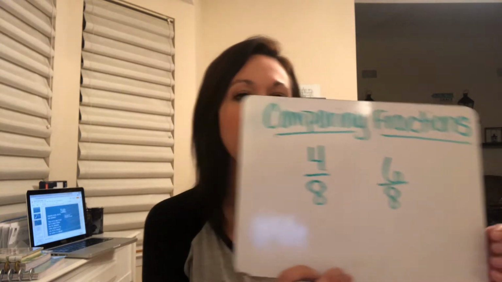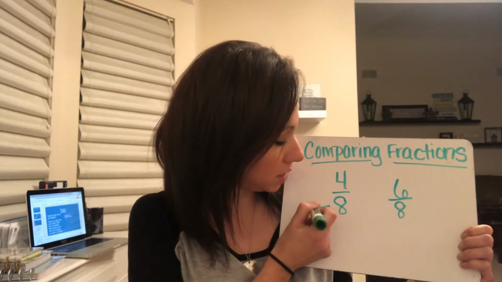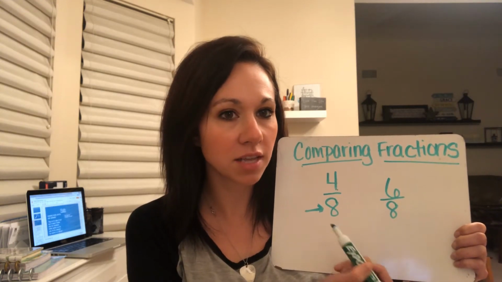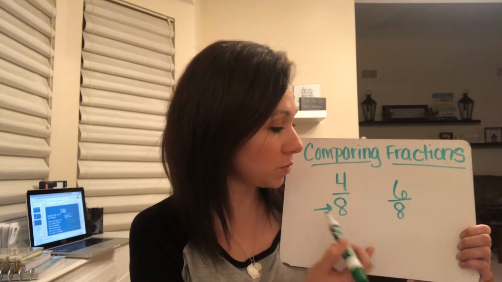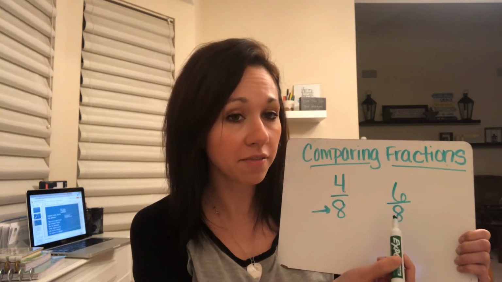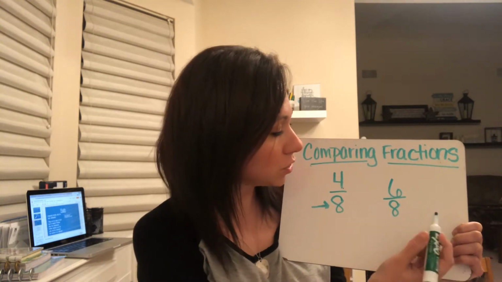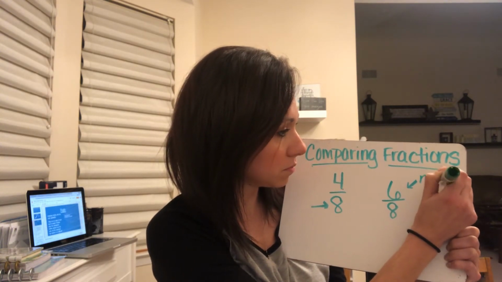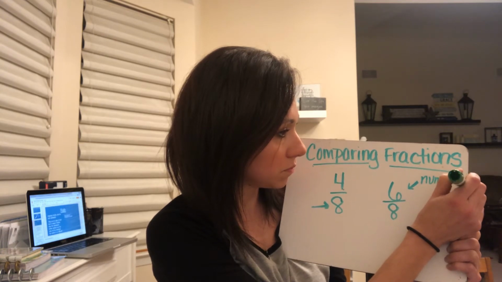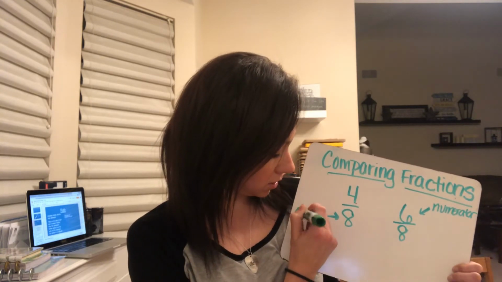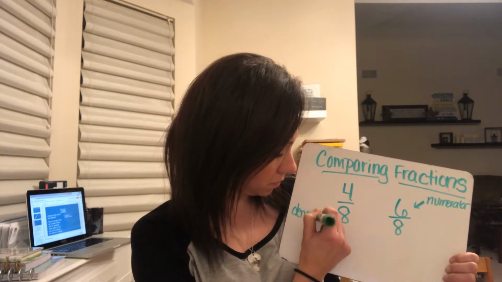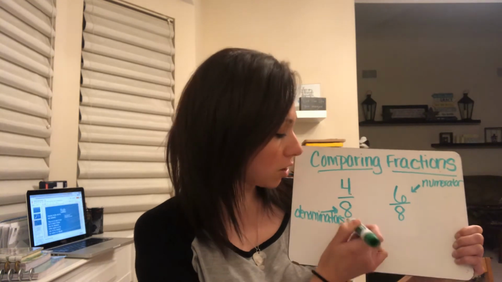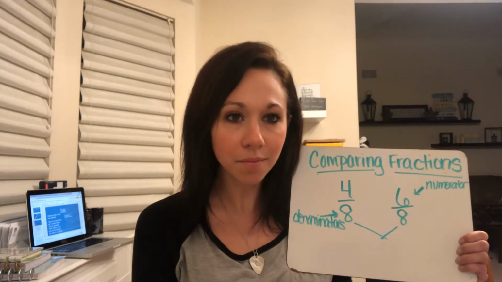Specifically, I want you to look at the denominator, which is the bottom number. You can notice that both of the denominators in these fractions are the same. So we have 4/8 and we have 6/8, okay? So these are our numerators. And the bottom ones are our denominators. Okay? So our denominators are the same.